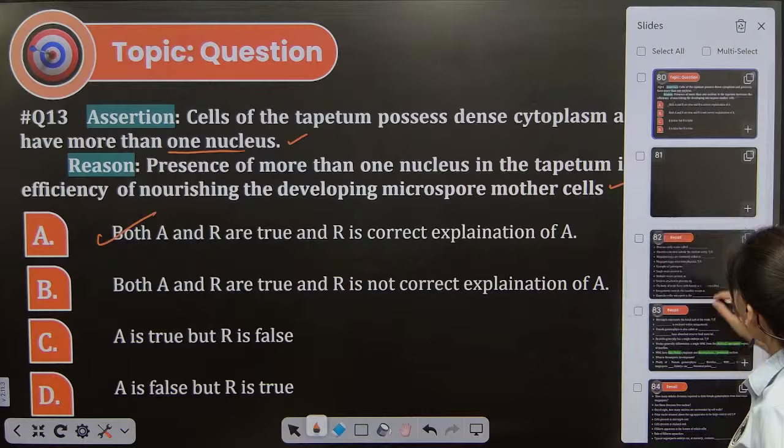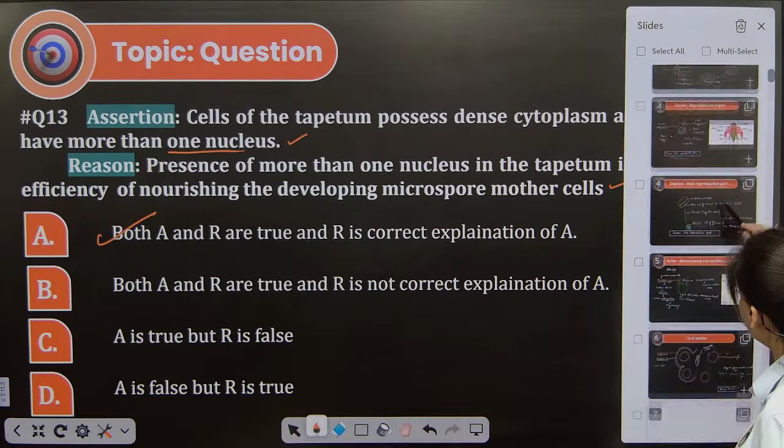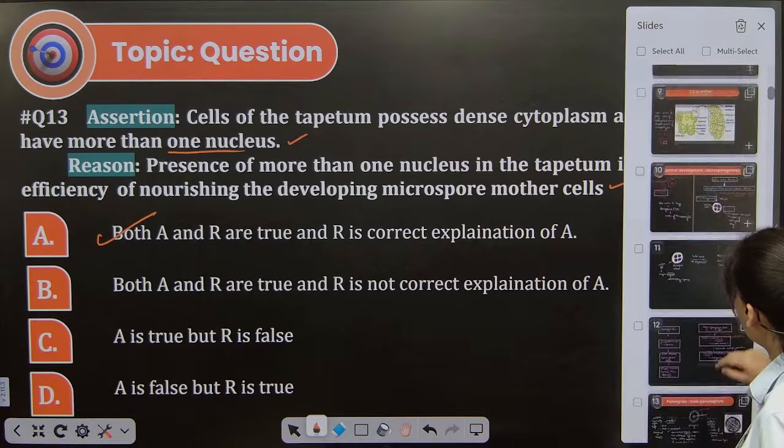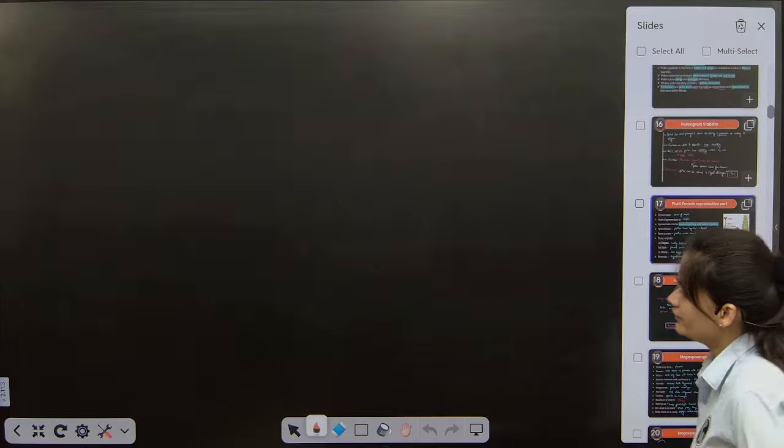Now can we switch to our next topic, that is female reproductive part? Yes.